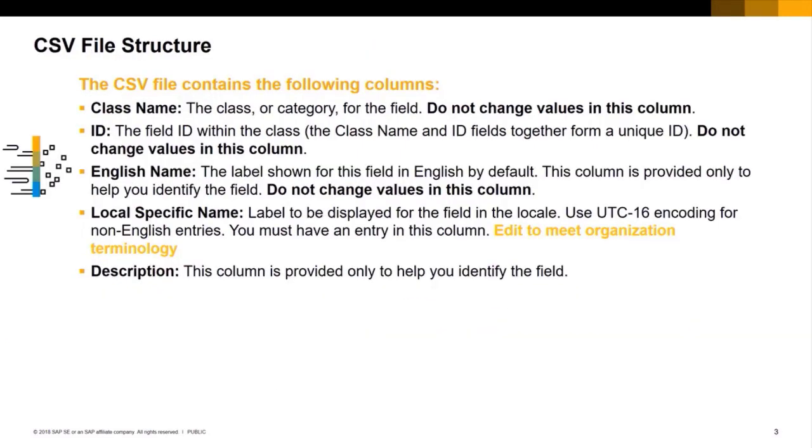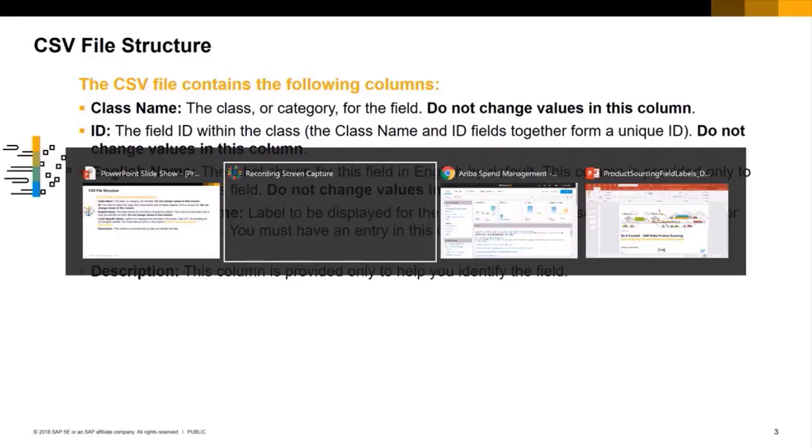To make these changes, we're going to be editing a CSV file. The file has 5 fields. Making the changes requires editing the locale-specific name. Please do not edit the other fields in this file. Let's take a look at how this is done.